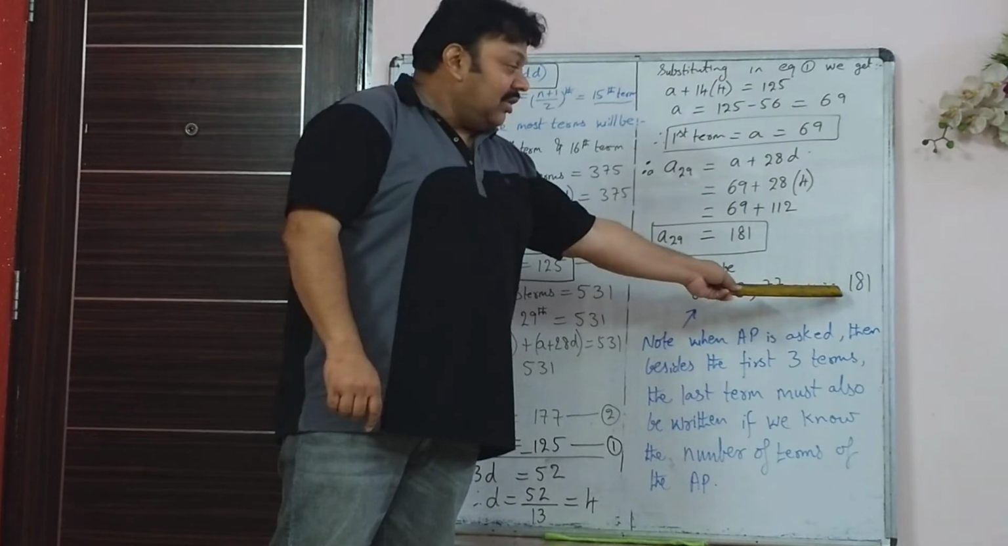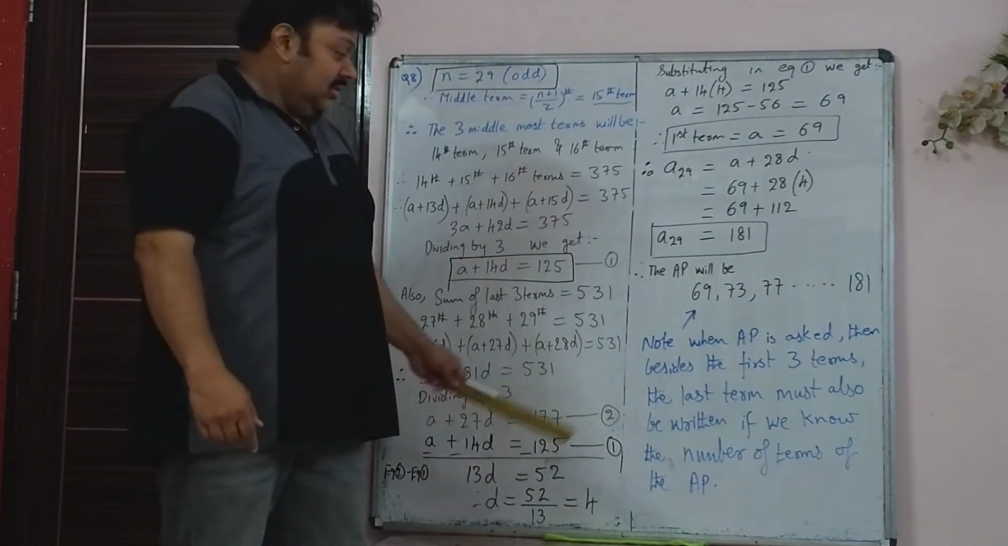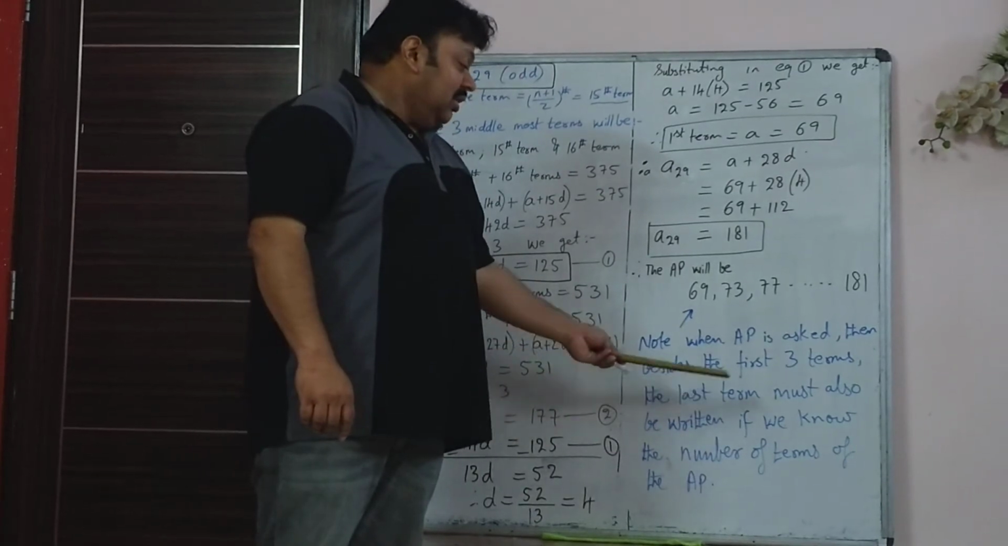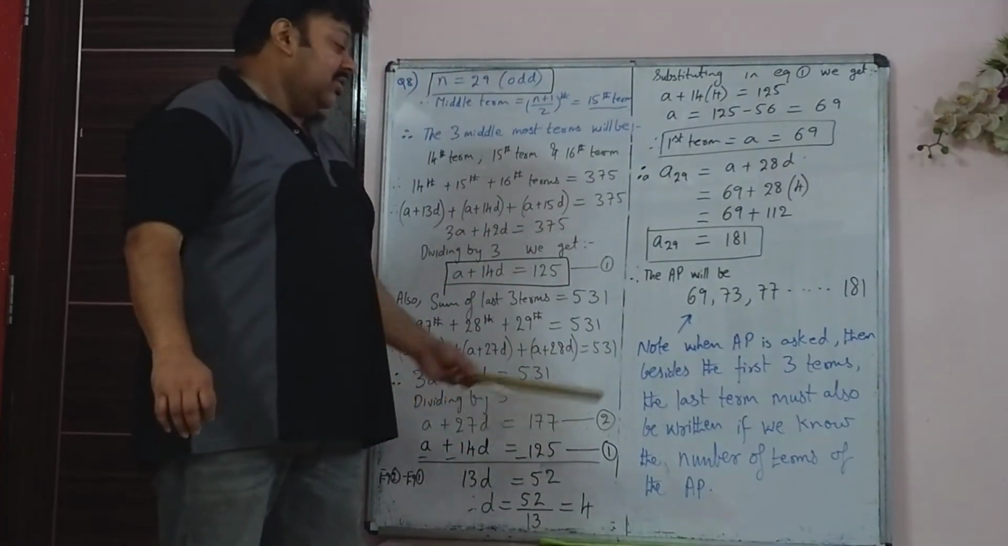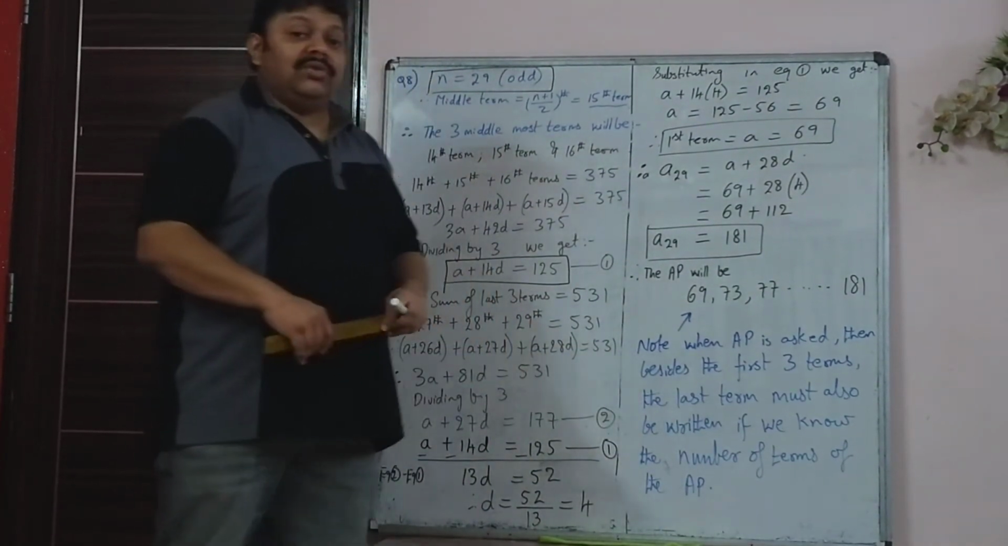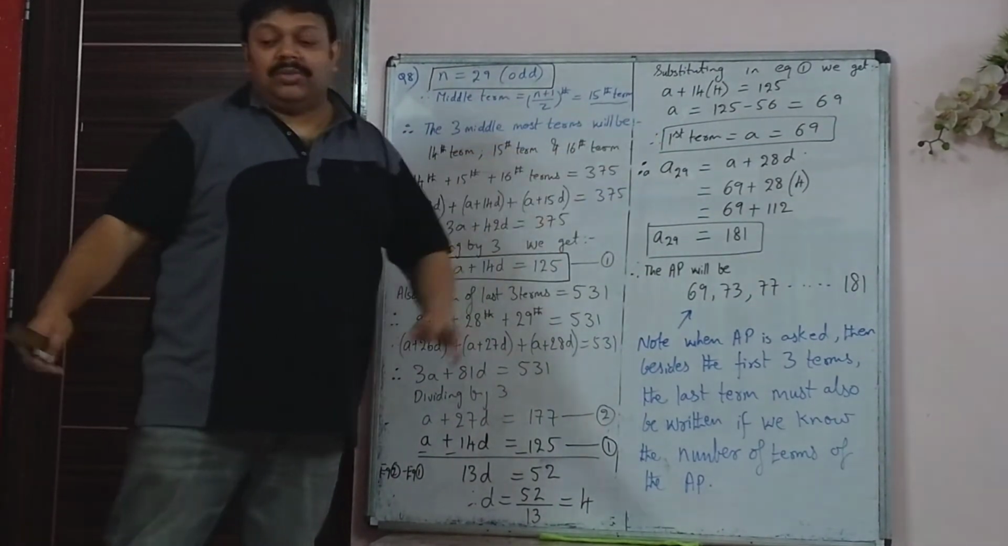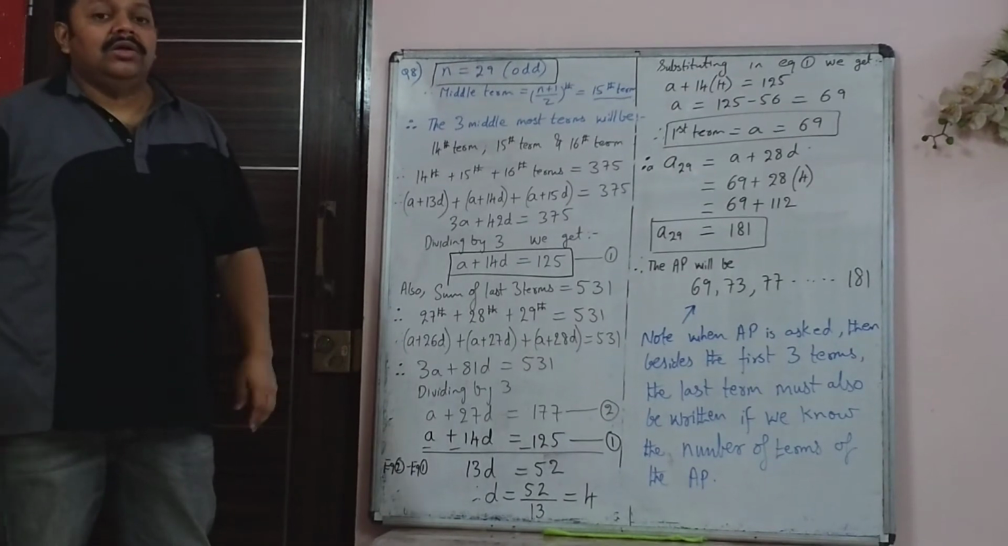If you don't write the last term, you will lose marks. So when an AP is asked, besides the first three terms, the last term also must be written if we know the total number of terms in the AP. If we never knew that there are 29 terms, then obviously you can't write the last term.